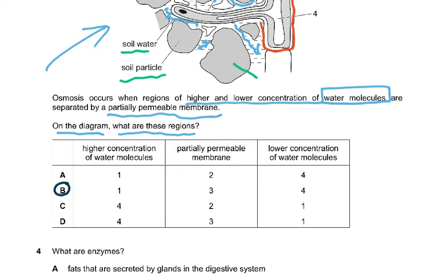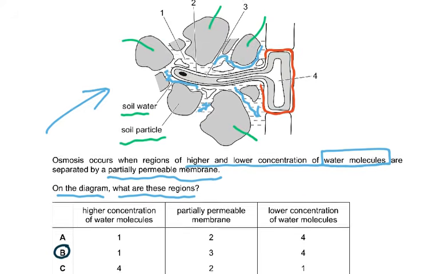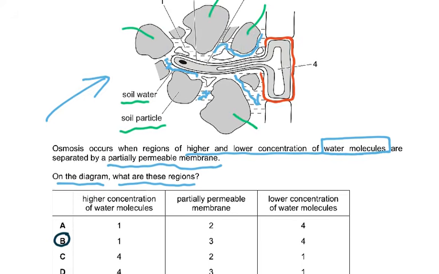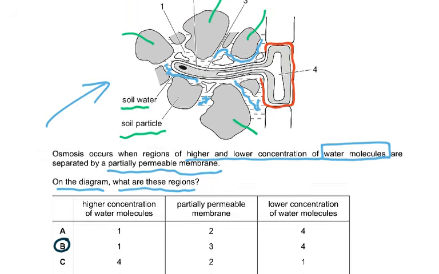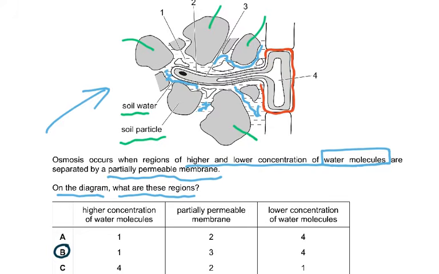Now, why is D the answer? Because the higher concentration of water molecules is in part 1. 1 is the water surrounding the soil particles. And then the partially permeable membrane is 3 because there's a double line to this root hair. This is the inner line, and this is 3, which is the partially permeable membrane. And so we have 3, and then the lower concentration of water molecules would be 4.